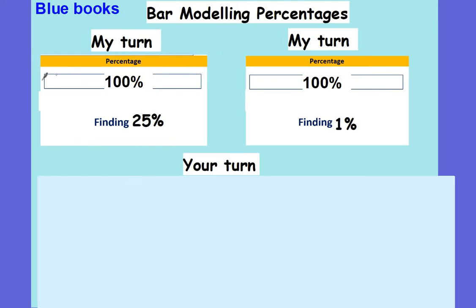Okay, so if this bar here, on the left-hand side, represents 100%, I need to draw a bar underneath it to show 25%. Now I can get 4 lots of 25 into 100, so I can split my bar into 4 pieces and each of those parts is now worth 25%.